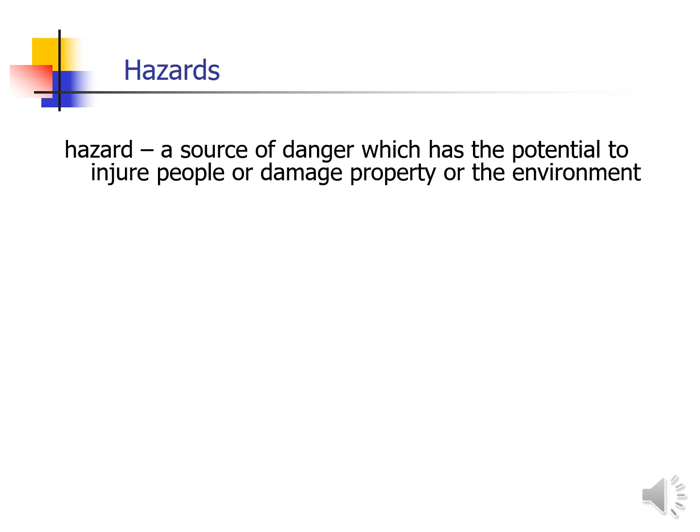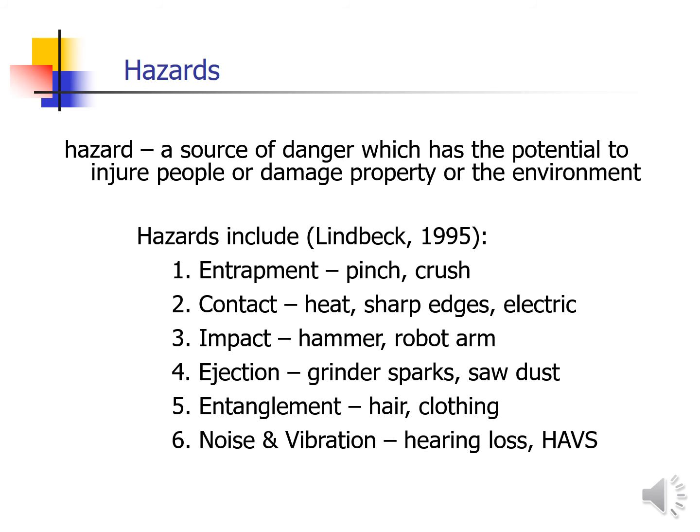Hazard definition. Hazard is a source of danger which has a potential to injure people or damage property or environment. Hazards include entrapment, contact, impact, injection, entanglement, noise and vibration.